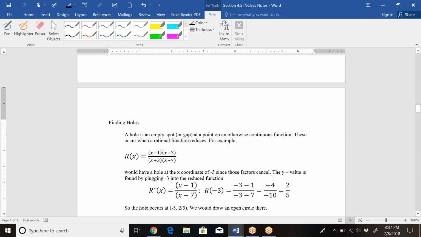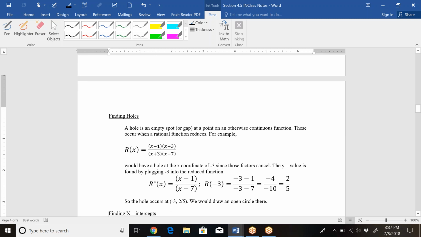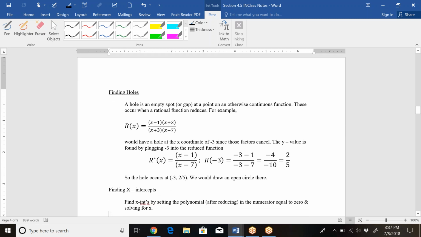Another thing that's different is, remember we said you reduce your rational function before you find your vertical asymptotes. If you have a function and they have a common factor, that means you have something called a hole. So factors that cancel out are called holes.